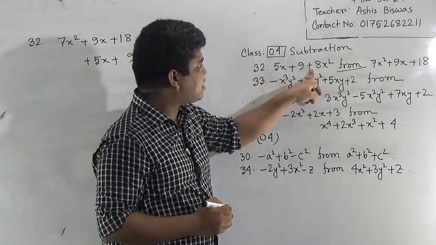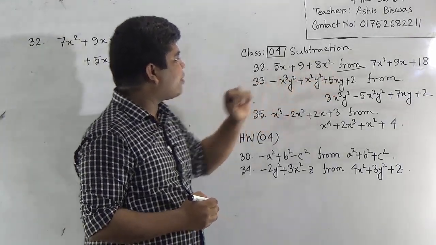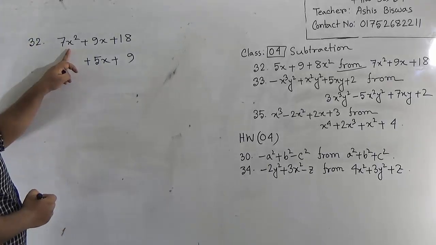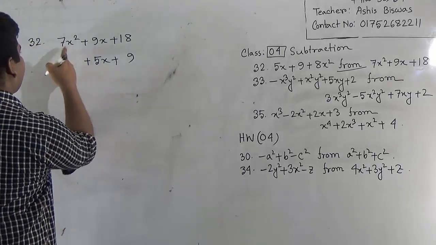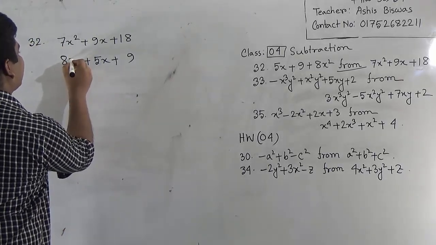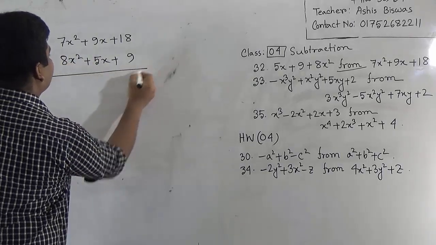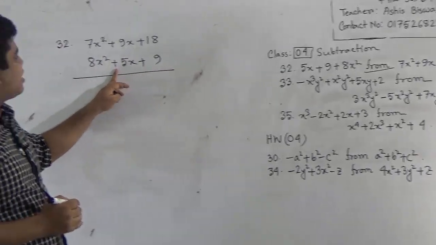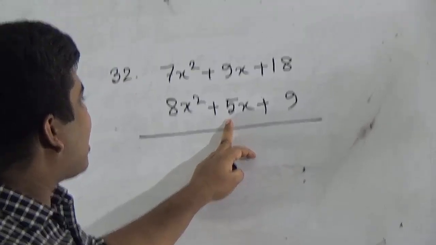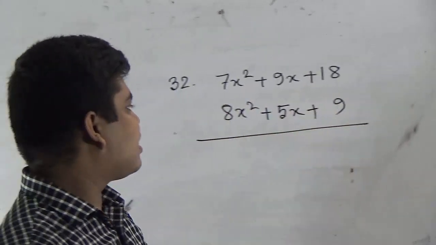And the last, plus 8x square. Why do we write 8x square? Below 7x square we write 8x square. I hope you understood how to arrange the first expression according to the second expression.